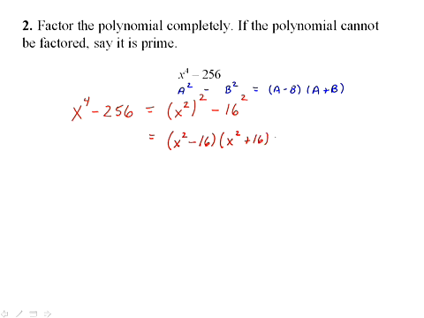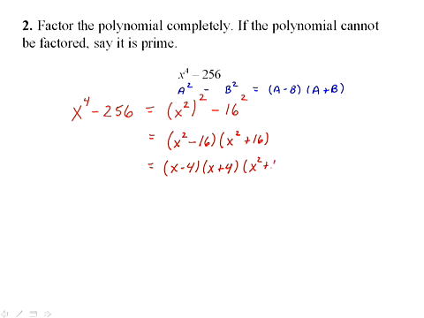plus b. Before you say that you're finished, you want to ask yourself whether or not any of the factors that remain may be factorable. If we look at the first factor, we can see that it is once again the difference of two squares, because x squared is a perfect square and 16 is 4 squared. Therefore, x squared minus 16 can be factored as x minus 4 times x plus 4.